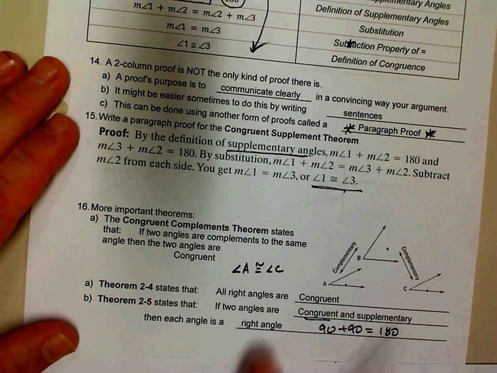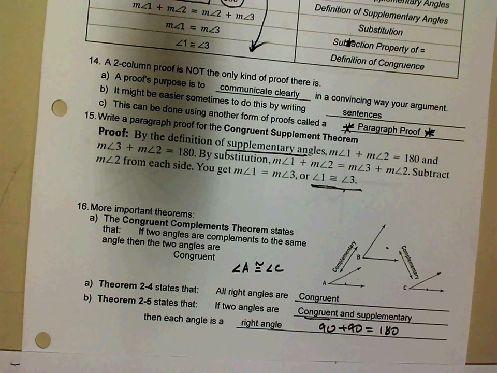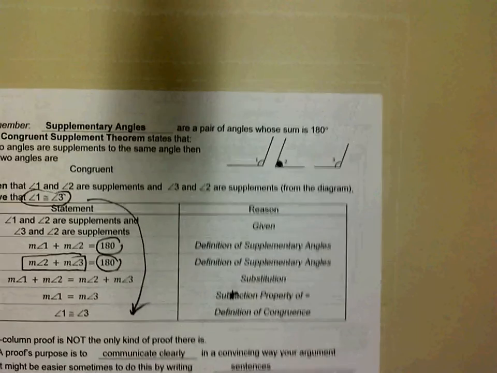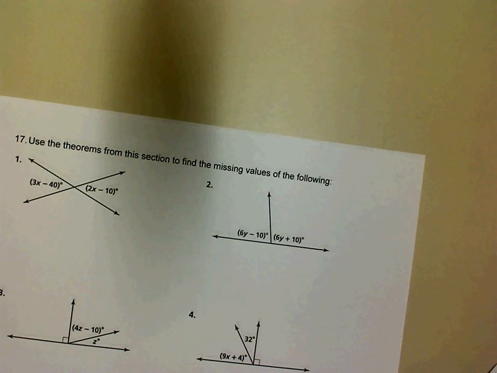So we have covered four theorems in this unit, and two of them we went ahead and proved. The last set of problems that we're going to do use those theorems, so we don't have to go back and prove them. We're just going to use them here. The first one's using the vertical angle theorem.